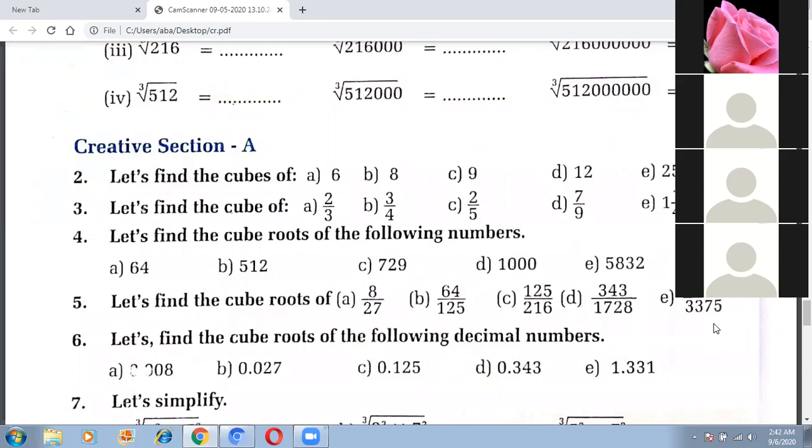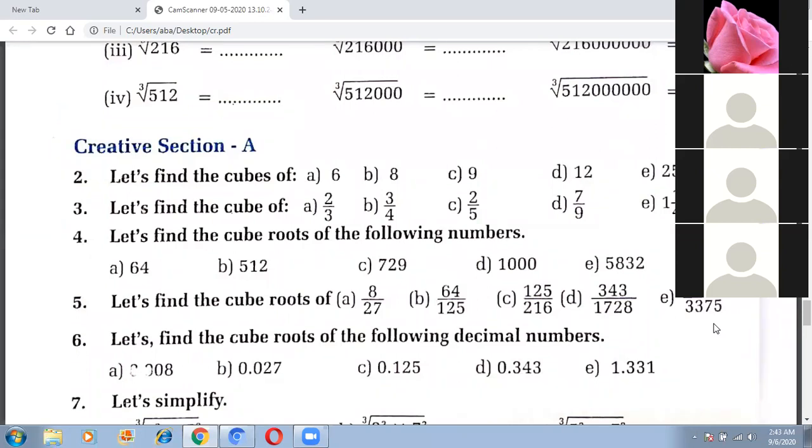Did you understand question number 3? Yes, ma'am. 2 by 3 cube means 2 by 3 into 2 by 3 into 2 by 3. Now you can just multiply the numerator. 2 into 2 into 2, 8. And then you can multiply the denominator. 3 into 3 into 3, 27.